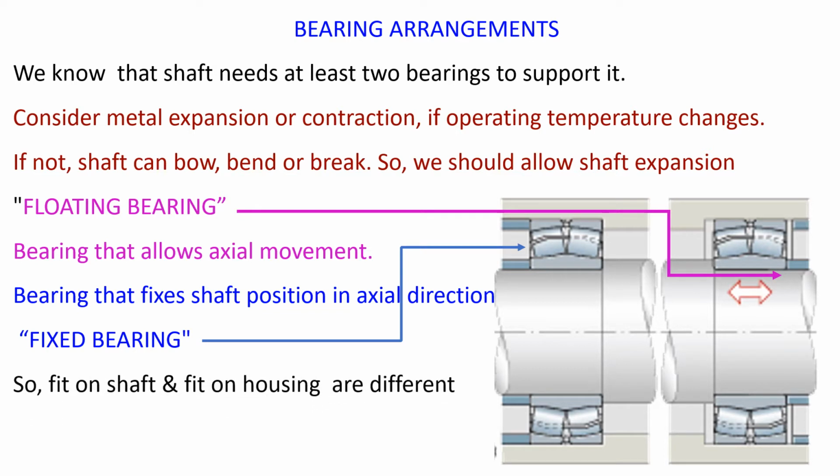So that makes the fit on the shaft and the fit on the housing different. The fixed bearing is tightly fitted both on the shaft and in the housing. The floating bearing has the outer ring mounted with clearance in the housing, and thus axial movement in both directions is allowed.